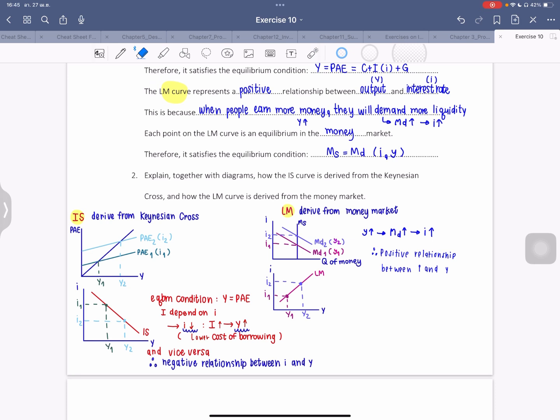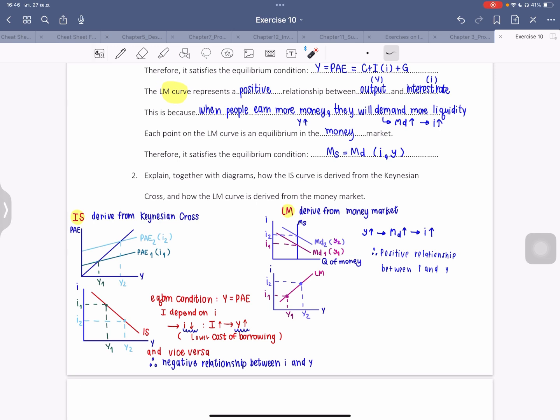Next question: explain, together with a diagram, how the IS curve is derived from the Keynesian cross and how the LM curve is derived from the money market. First, the IS derived from the Keynesian cross. Suppose the interest rate falls. A lower interest rate stimulates investment. Since investment is a component of PAE, the PAE curve shifts upward. This shift leads to a new equilibrium where output Y increases.